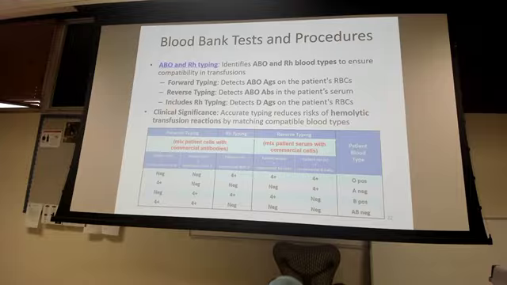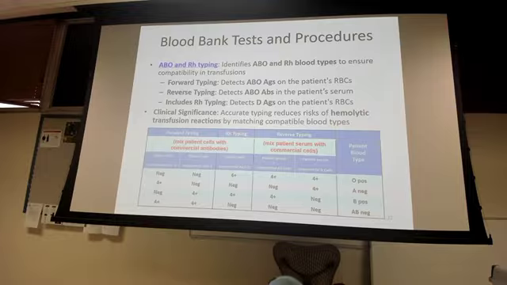So forward typing is ABO antigens on the patient's RBCs mixed with those antibodies. All right? So an O would be mixed with anti-A and anti-B. It's negative. So you already know that person's O. If their RH typing comes back positive, you know that they're positive, so you know that person's O positive, right? Then in reverse typing, what you're taking is either plasma or serum, and you're adding that to commercially created red cells.